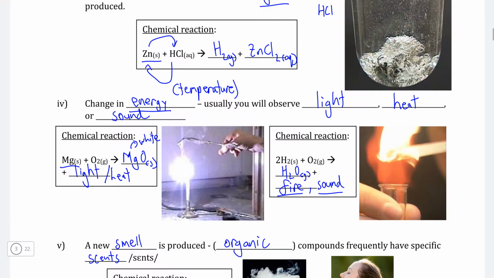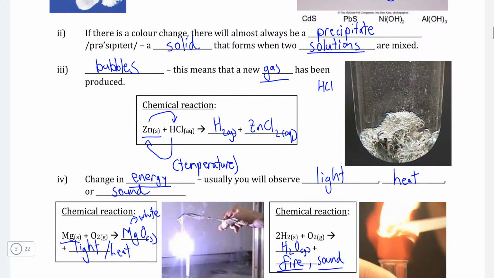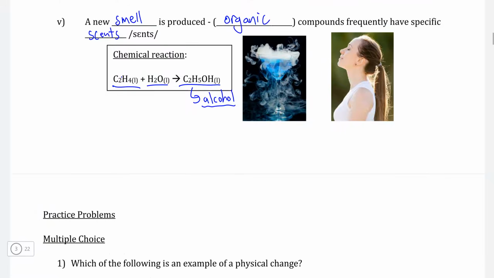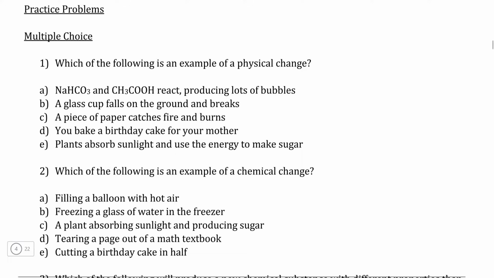This concludes this video, and hopefully you can use the observations that we've talked about to distinguish whether a chemical reaction has taken place. So before you move on to the second topic in this series, you can try the practice problems below to see whether you can distinguish whether a chemical reaction has or has not occurred.